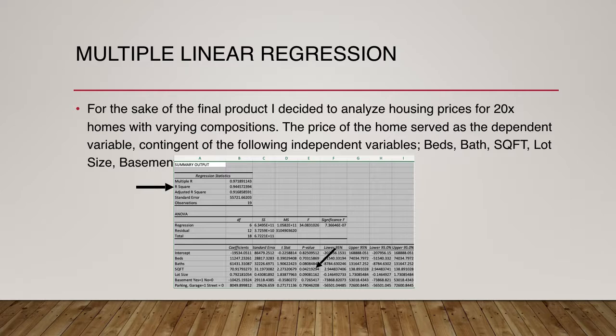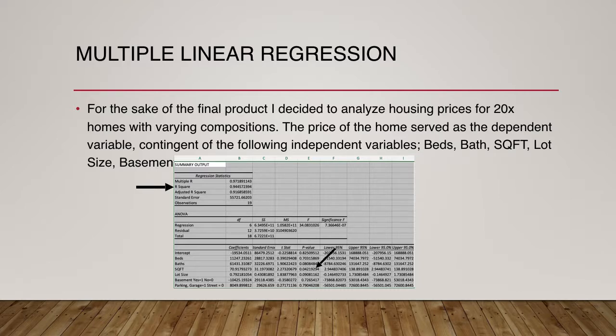For the multiple linear regression, I've decided to analyze a sample of 20 housing prices. The initial linear regression model includes the dependent variable, that being the home price, as well as 6 independent variables: the number of bedrooms, number of bathrooms, square footage, lot size, basement, whether or not they have one, and parking. These last two are the dummy variables.